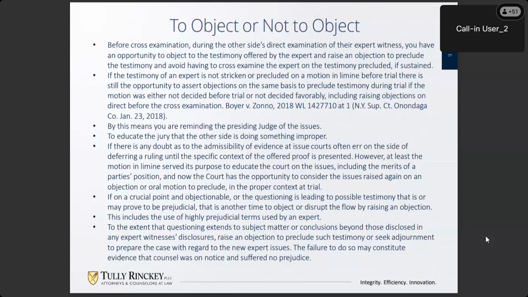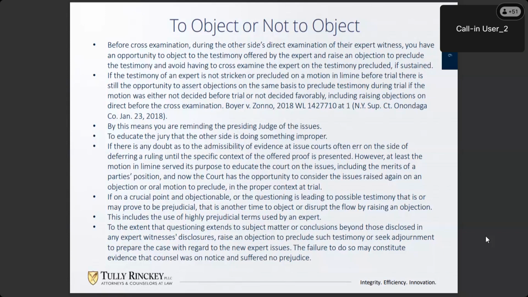And I think that objections are a matter of taste. I think that when somebody is being argumentative and it's your expert, obviously, you want to disrupt the flow of the testimony. But when it comes to the direct of the other side, I think that less is more.